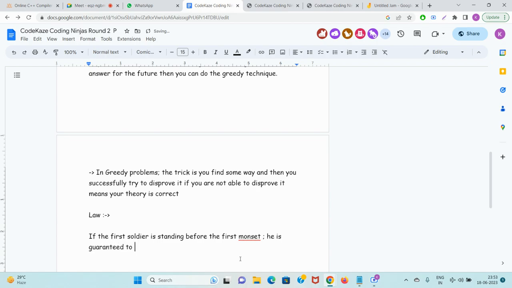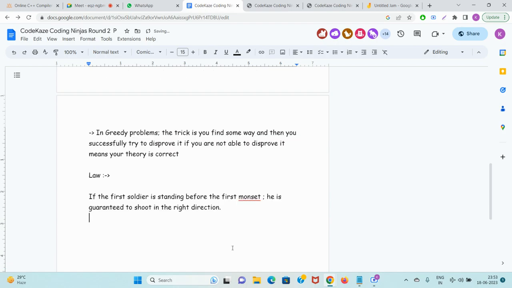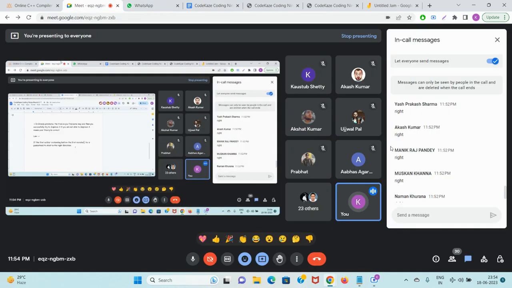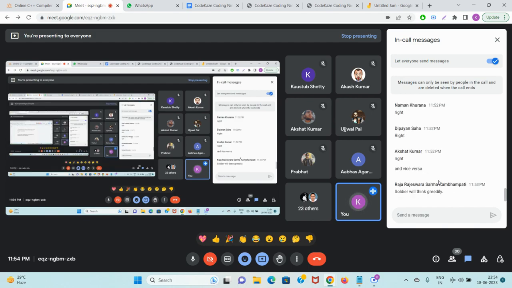Guaranteed to shoot in the right direction. Okay, guys, the first soldier is standing before the first monster. He is guaranteed to shoot in the right direction. Guys, everyone approves with my theorem.